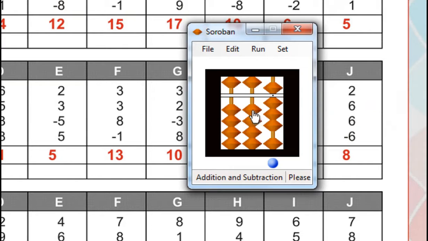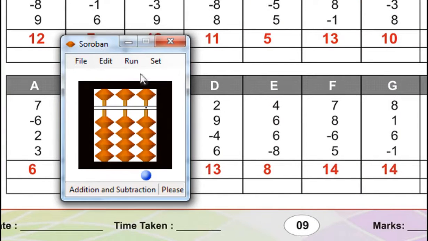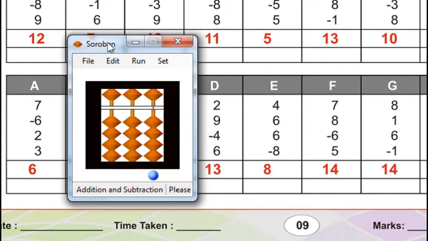plus 6, for that plus 10 minus 4, for that minus 5 plus 1 again minus 6, for that minus 10 plus 4, for that plus 5 minus 1. Answer is 8. Next, 7 minus 6 plus 2 plus 3, for that plus 5 minus 2. Answer is 6.